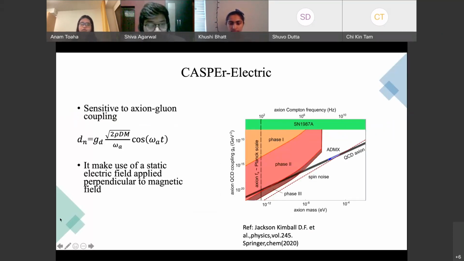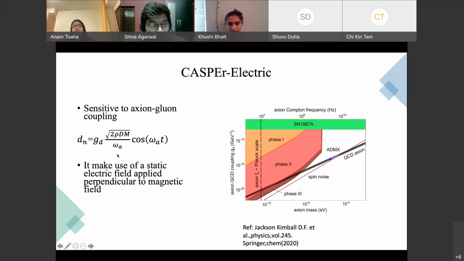Here I have introduced some basics about CASPEr electric, which is running at Boston University. What is CASPEr electric? It is related to the axion-gluon coupling. Due to this, a term is induced called the nuclear electric dipole moment, which is given by this equation, where this term represents the coupling strength.